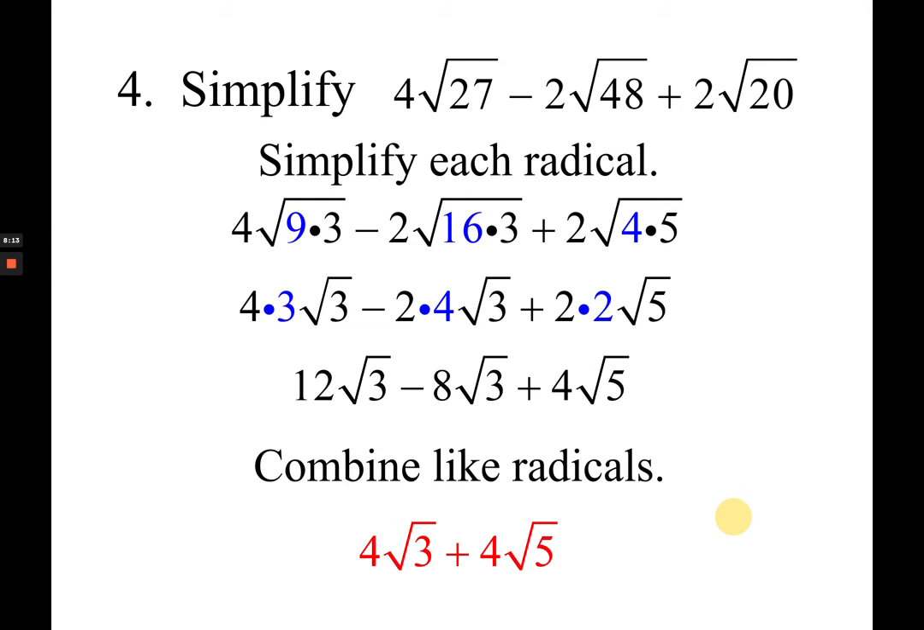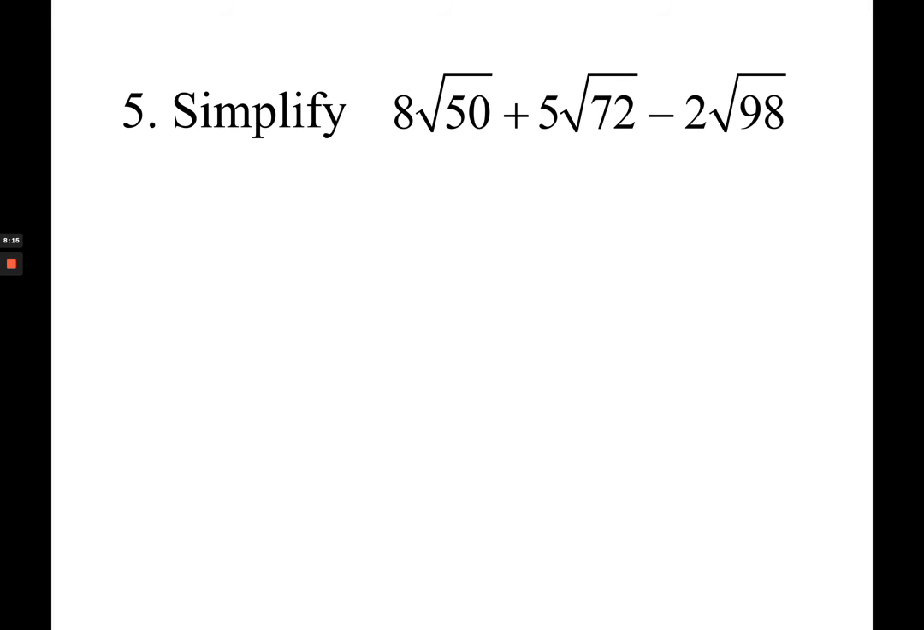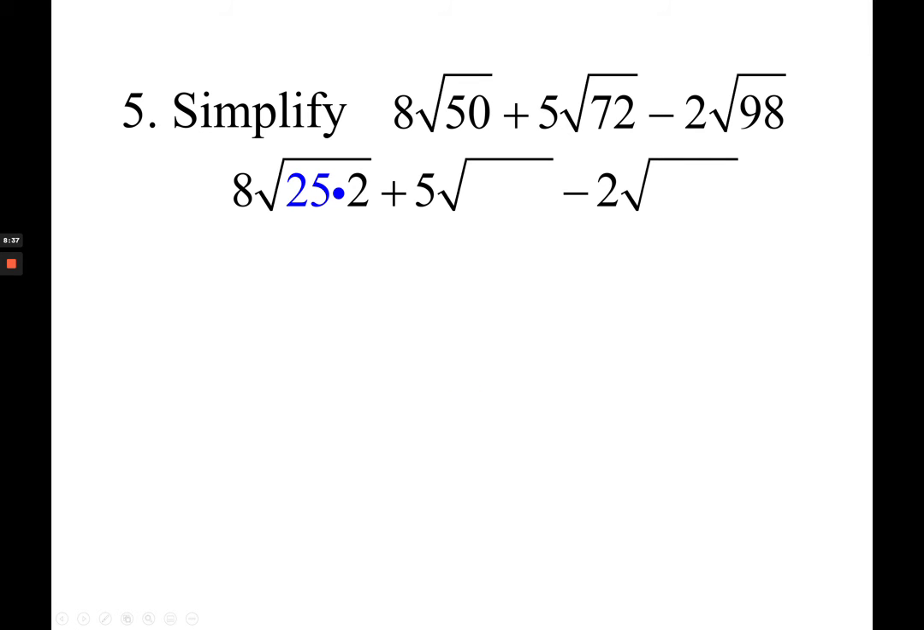Let's have another example. Number 5. Again, same case with number 4. We are supposed to factor the numbers inside, and at least one of the factors we need is a perfect square. Let's begin with 50. 50 has a perfect square factor, 25. 25 times 2. 72 is actually 36 times 2. 98 is 49 times 2. 49 is the square of 7.